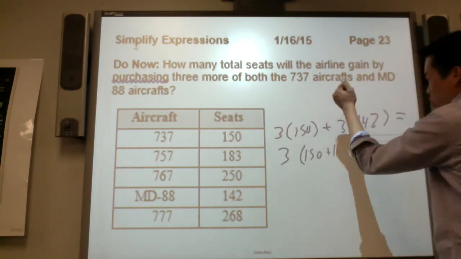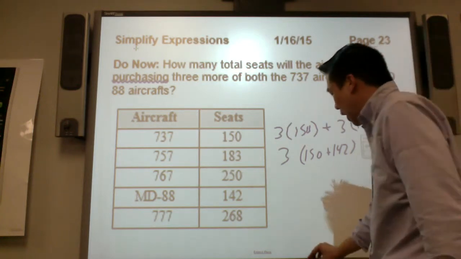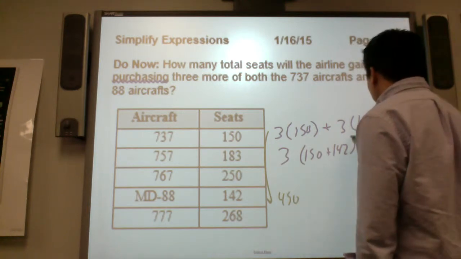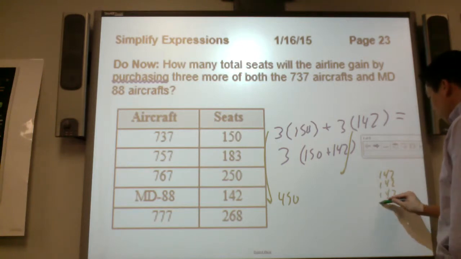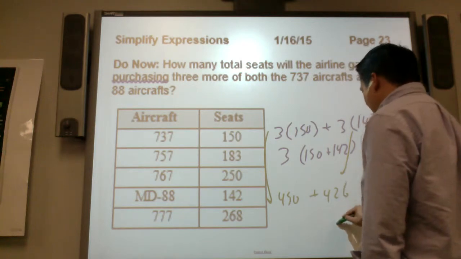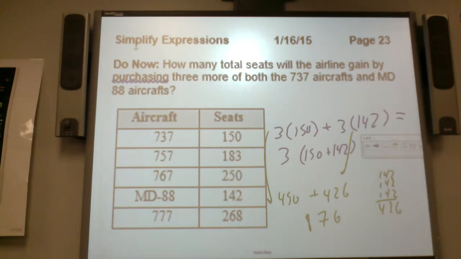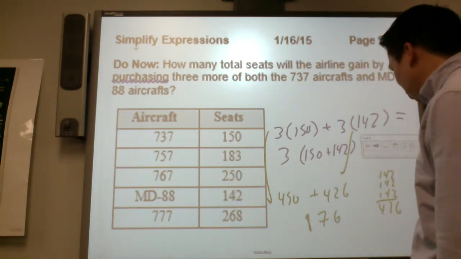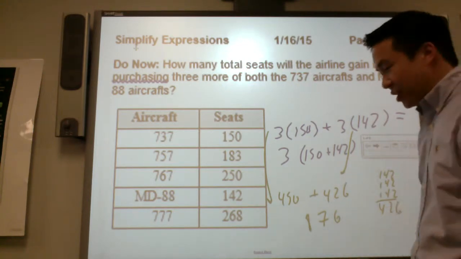Which one would you rather solve? Some people like doing it the first way, and some would rather do the second way. I don't care, honestly. I'll do the first one. 3 groups of 150 is 450. 3 groups of 142 is 426. Together, you have 876 seats. Or if you have done it this way, 150 plus 142 would have been 292. 3 groups of 292 is 876 seats.